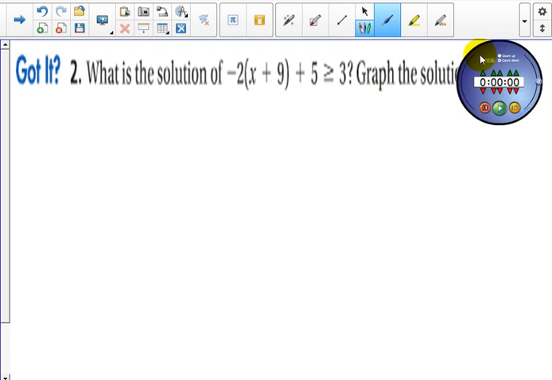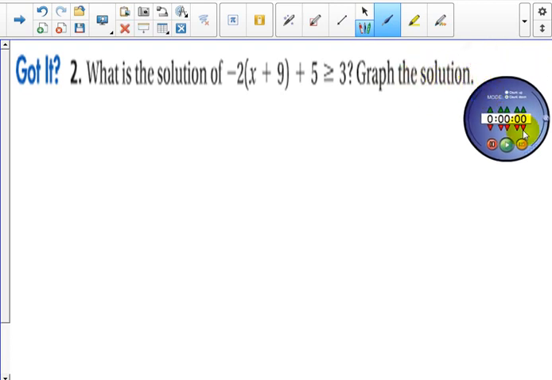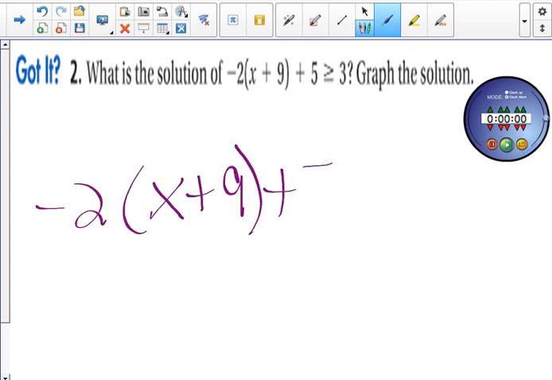Let's work one on the whiteboard. All right? It says, what is the solution of negative 2 times x plus 9, plus 5, is greater than or equal to 3? So work that on your whiteboard, and I'm going to give you 2 minutes. I'm going to pause the video now.